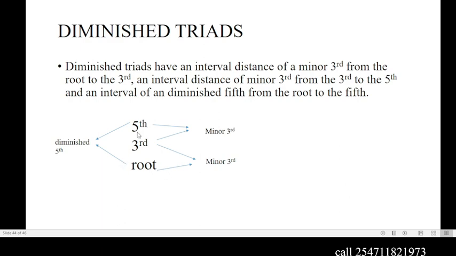If you compare a diminished triad to a minor triad, you notice that they both have a minor third from the root to the third, but the only difference is the diminished fifth, meaning the fifth of a minor triad is lowered. If you lower the fifth of a minor triad, you get a diminished triad. So a diminished triad has a minor third from the root to the third, a minor third from the third to the fifth, and then from the root to the fifth you have a diminished fifth.